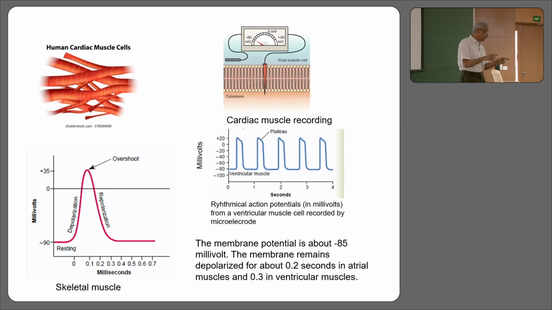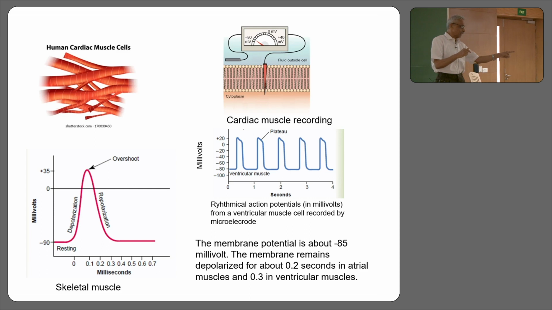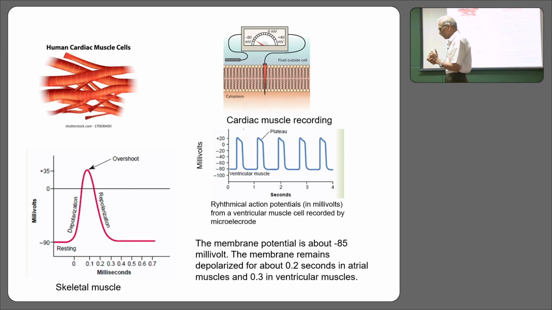But if the opposite happens, inside is minus 85, 86, 87, by the introduction of negative ions inside, then the cell is hyperpolarized, which means the cell is inhibited. It is difficult to stimulate the cell. These basic facts must remain in your mind. Got it? Maybe you have done it, but let's go on.